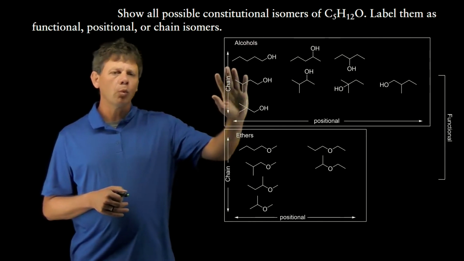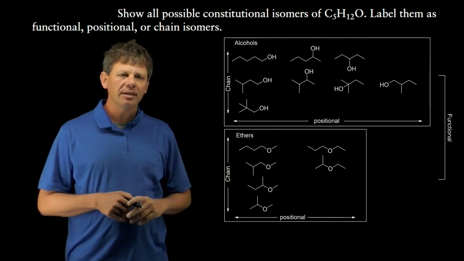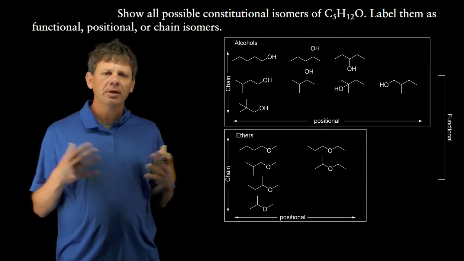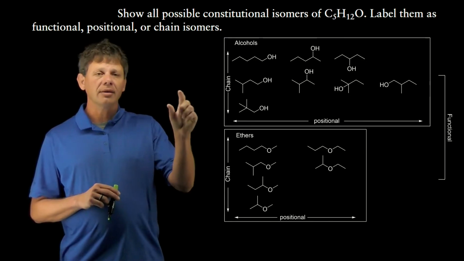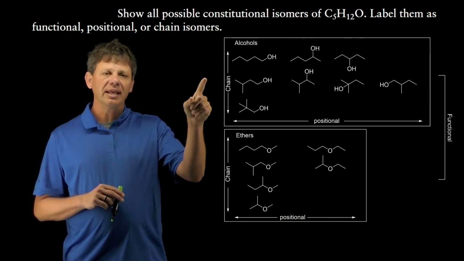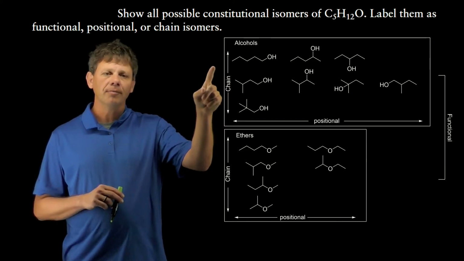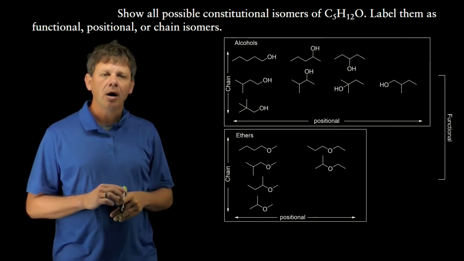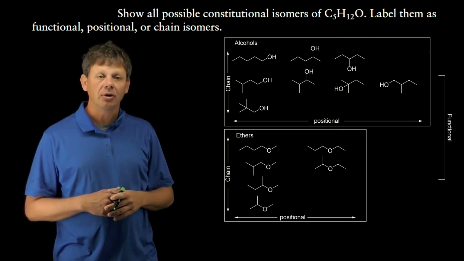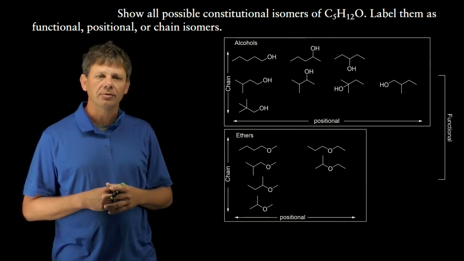And so rather than work through and show you each one of these and draw them out myself, I've posted them here. Let's talk through how we might have come up with it. First of all, we recognize that there are two possible functional groups that can happen with C5H12O, alcohols and ethers. And so up at the top are all of the alcohol functional isomers.